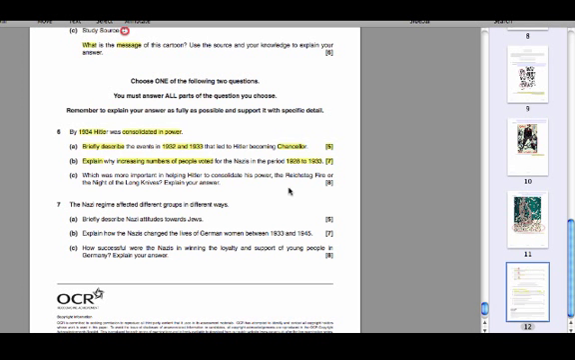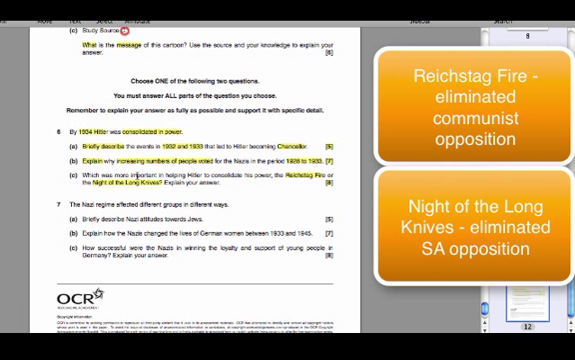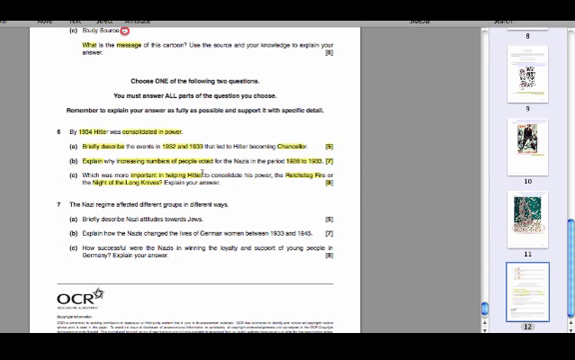Explain your answer. Remember, this is an 8-mark question, it's a comparison question, and this one is actually quite an easy one to see. We're looking at the Reichstag fire versus the Night of the Long Knives as important in helping Hitler. So on the one hand, the Reichstag fire was important because of these reasons, and on the other hand, the Night of the Long Knives was important because of these reasons. And then you come to your overall conclusion as to which one you think was actually more important.